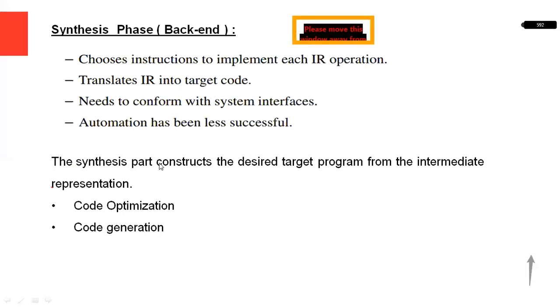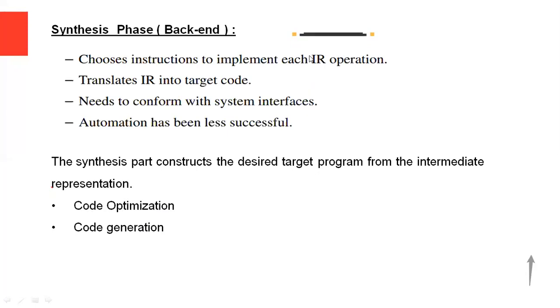We can construct the desired target program from the intermediate representation. So these two are the back end phases: code optimization and code generation. So what is code optimization? What is code generation? All of you know. Okay, so this is the back end phase. So the first one is the analysis phase, and the second one is the synthesis phase. We can convert phases into passes, right?